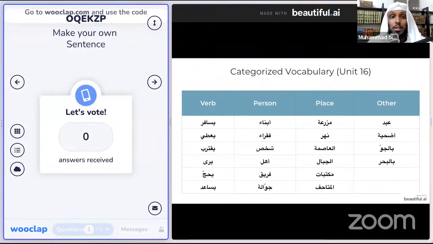I'm just quickly gonna grab myself some water. I'll be back in 1 minute, so I'll continue writing the sentence inshallah. Bismillah.